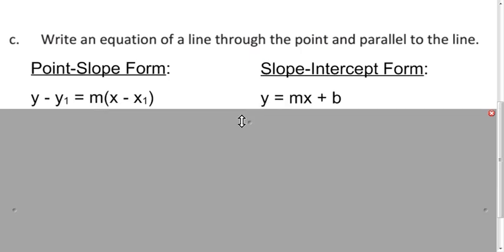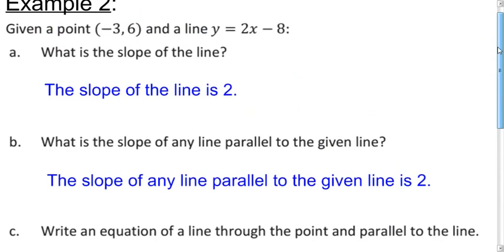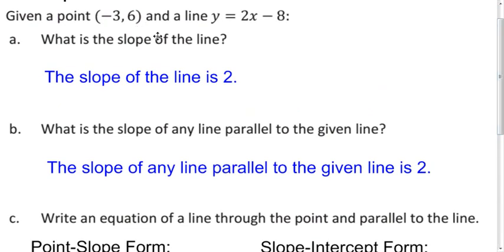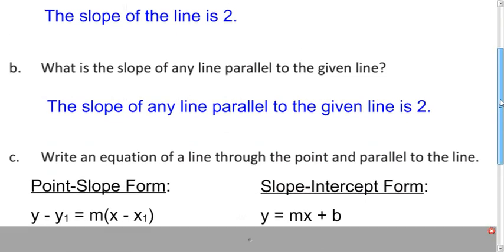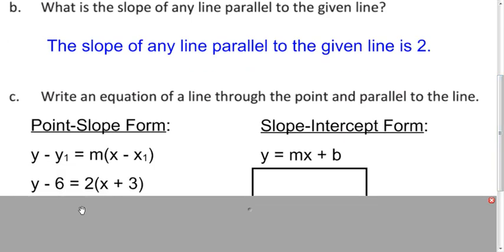So point-slope form, let's look at that first. So we know that our slope is 2, and the point is -3, 6. So remember, we're subtracting the coordinates. So when we plug in, that -3 is going to be a +3, and that +6 is going to be a -6. And that's it for point-slope form.